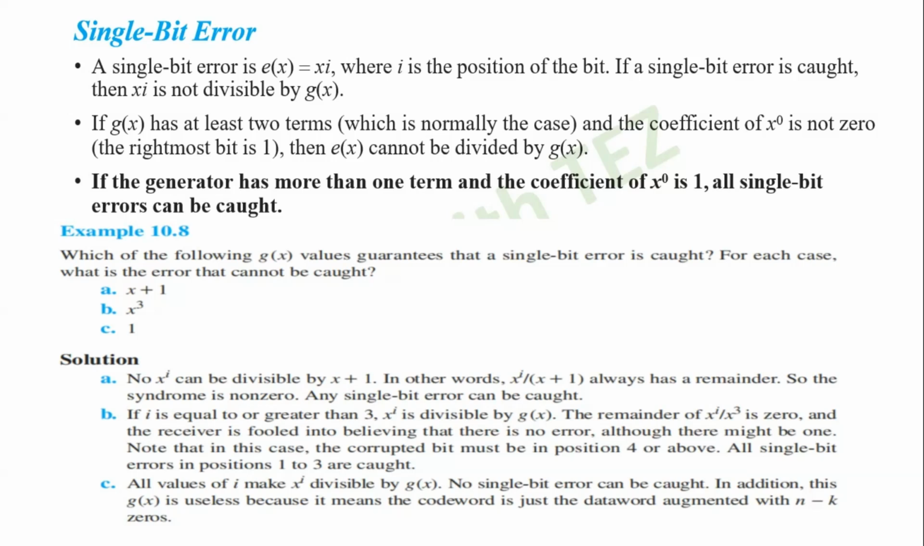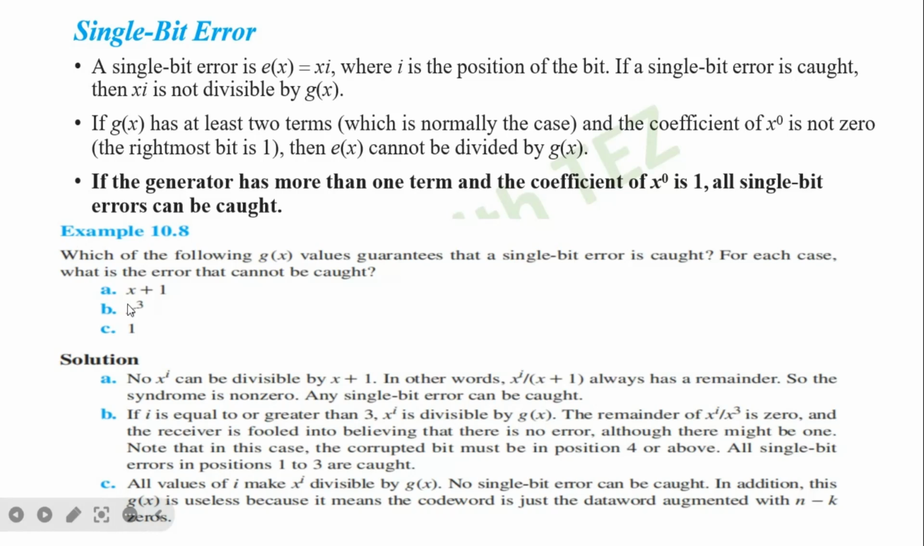So we have to frame a generator in such a way that after dividing we get a non-zero value. If g(x) has at least two terms, one of them being the term with coefficient 1 for x to the power of 0, only then can this kind of generator identify all single bit errors. In this example there are two terms, not one, and the coefficient of x to the power of 0 is 1. So such a generator polynomial can identify single bit errors.